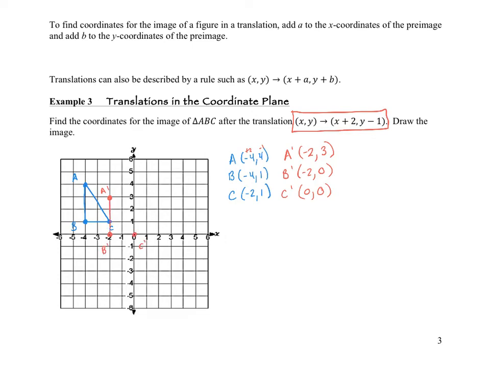So if I redraw this triangle, does it look like I translated or slid this triangle? For the x value, positive 2 along the x-axis would be to the right 2, and for the y value, negative 1 would mean that it would drop down 1 along the y-axis. So did I travel to the right 2 and down 1? Yes, I did.